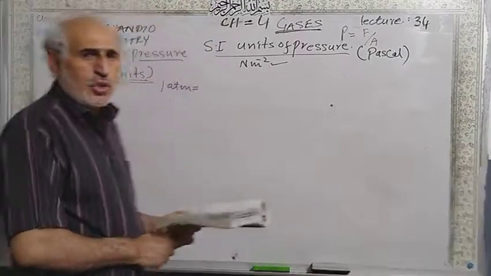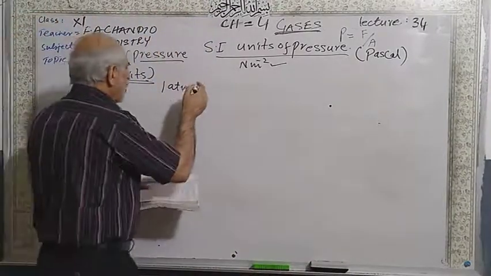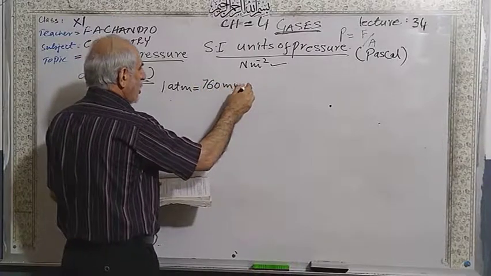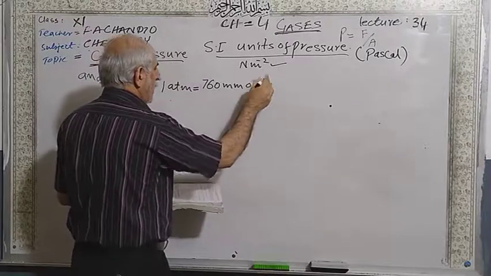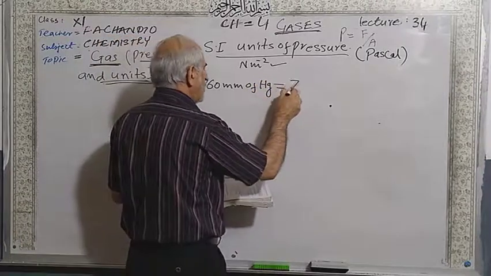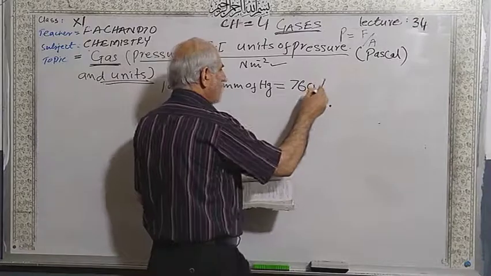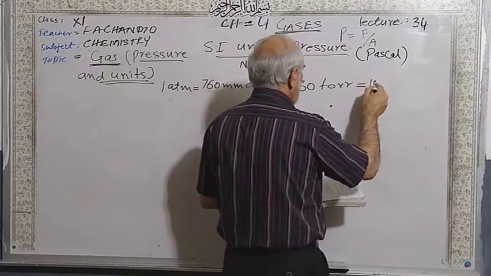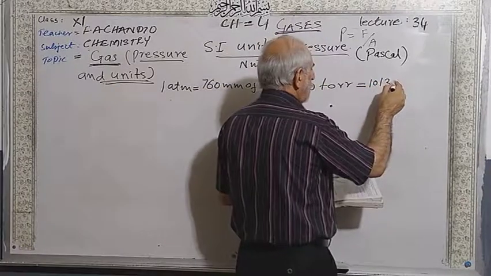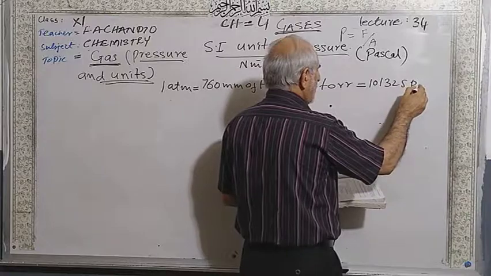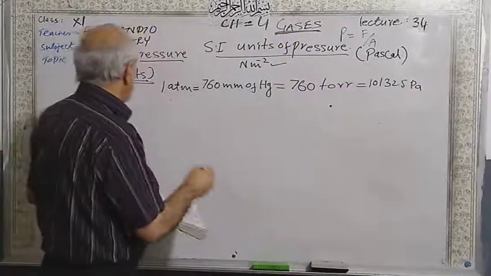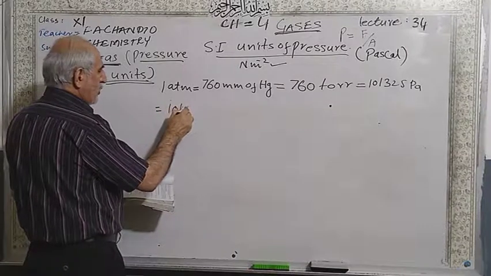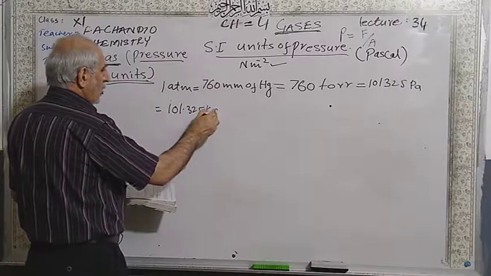So mercury is used. So this is also called 760 millimeters of mercury. Also it is called 760 torr. Also it is called 101,325 pascal, or is equal to 101.325 kilopascal.